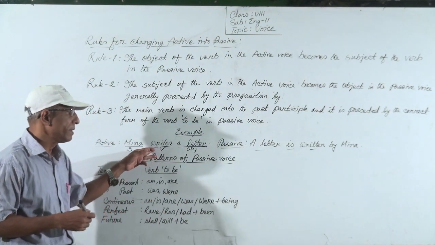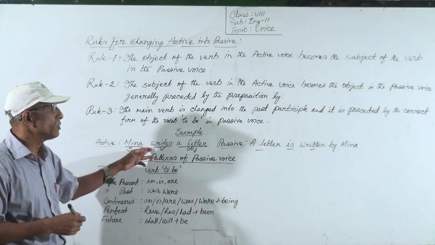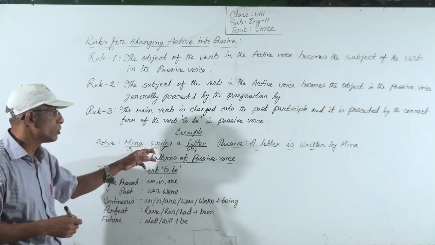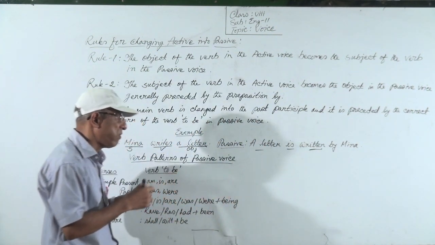And write, this is the main verb. The main verb will be in past participle form. So write will be: write, wrote, written. Written is the past participle form. So write will be written. This is the past participle form.